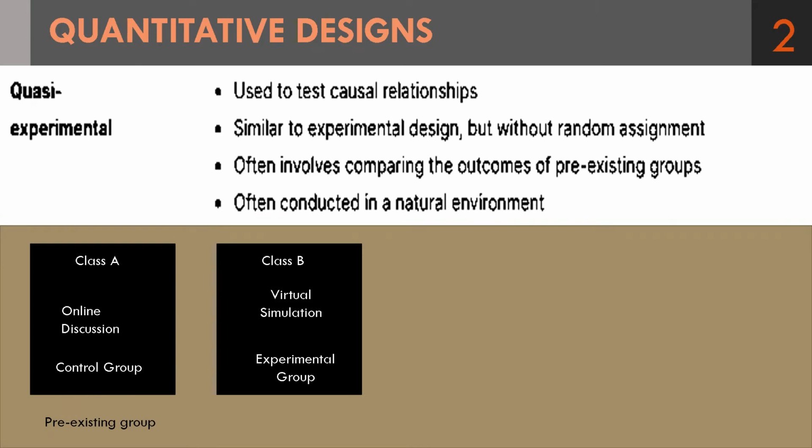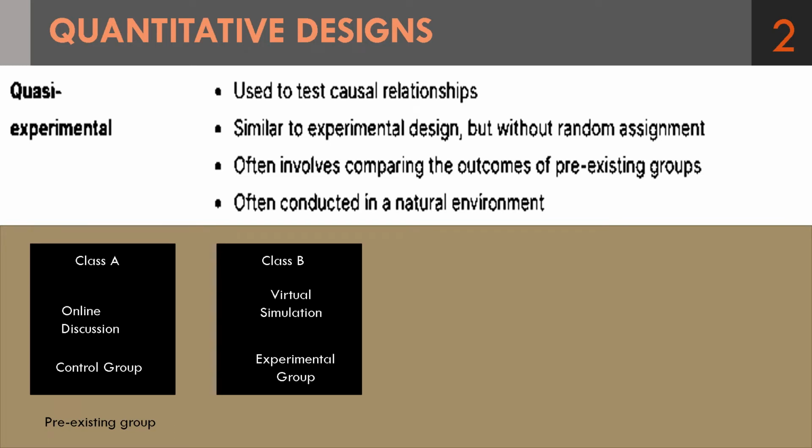So, next is quasi-experimental. First, used to test causal relationships. Next, similar to experimental designs but without random assignment kasi tinakda ni teacher kung anong grupo talaga sila dapat makagrupo. Yung Class A, control group yun, at yung Class B, experimental group yun. Next, often involves comparing the outcomes of pre-existing groups.